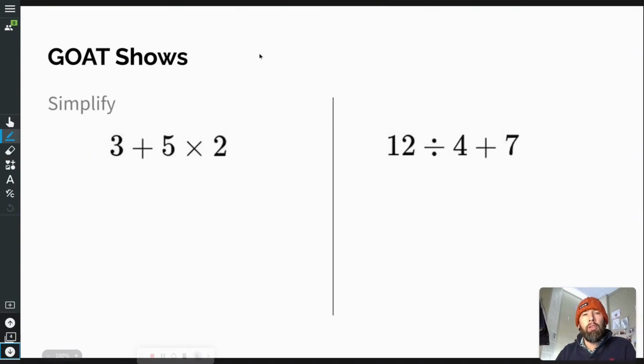All right, so let's do it. Let me write out PEMDAS. That's a P, E, M, D, A, S, and go in order.